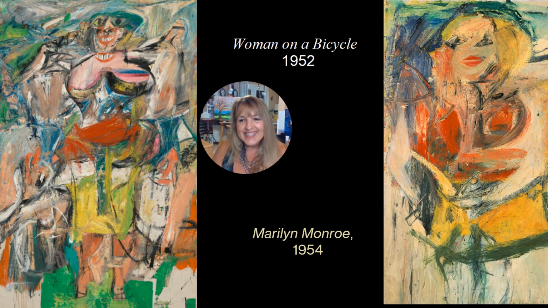Woman on a Bicycle, by far my favorite Willem de Kooning work. I challenge you to look for the bicycle. You can kind of see one wheel, you can kind of see another, but my personal favorite detail is it looks like she's wearing high heels. And not a whole lot of women like to bicycle in high heels.